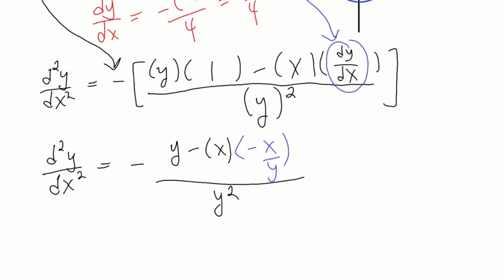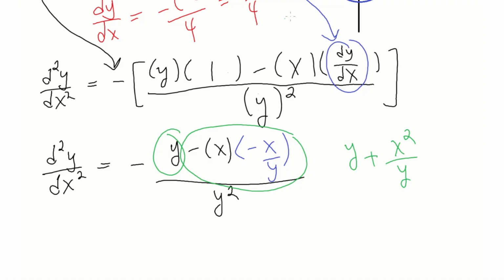Let's clean up the numerator. Negative x times negative x over y is positive x squared over y. So on the top, that gives us y plus x squared over y. Now let's get rid of the fraction within a fraction. The common denominator on the top is y. That turns the numerator into y squared plus x squared over y. And since all of that is over y squared, that extra y, we can drop it to the bottom.